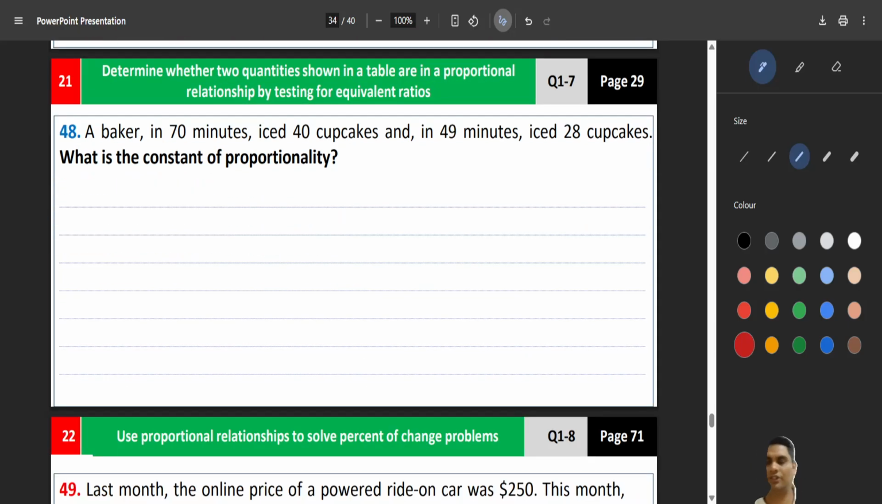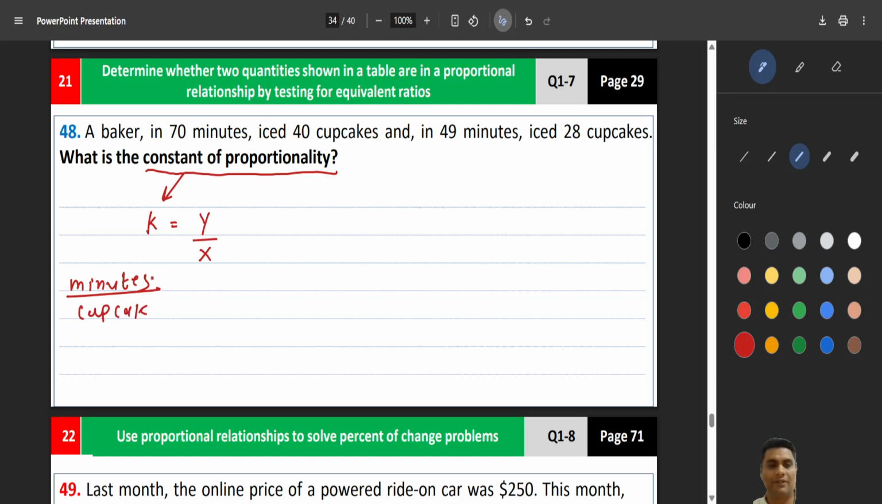After you have checked the proportionality, he will ask you the constant of proportionality. I told you about the constant of proportionality before. We represent it by K, right? Yes or no? And how to find it? By doing Y divided by X. Okay. A baker in 70 minutes iced 40 cupcakes, and in 49 minutes he iced 28 cupcakes. So I have to find how many minutes he takes for one cupcake.